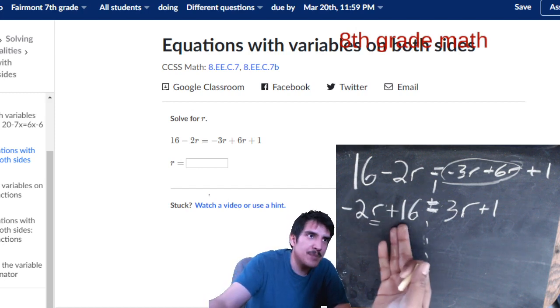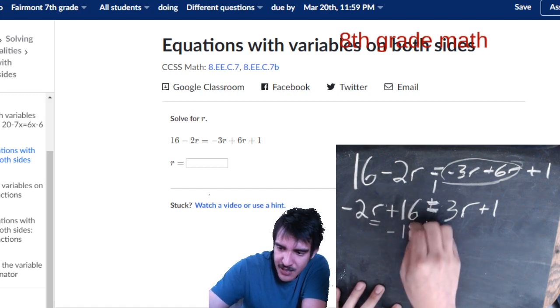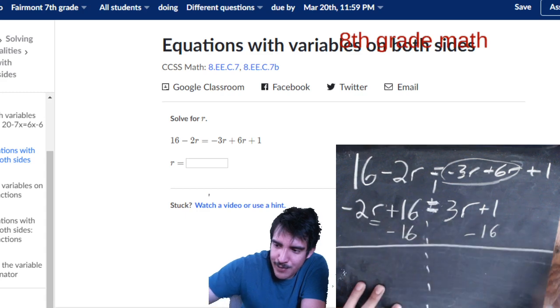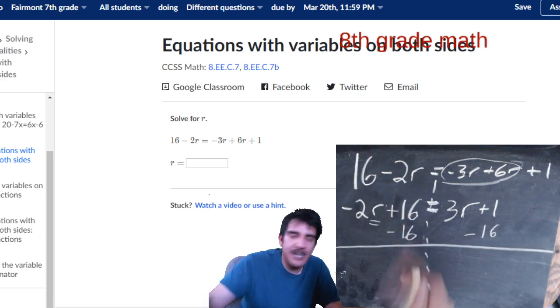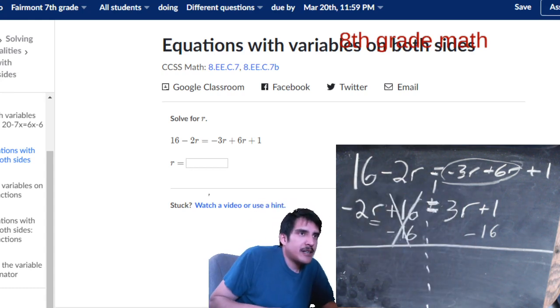So how do I get rid of this plus 16 next to it? Well, I would minus 16 from each side. This gets kind of repetitive, but it's alright. That's what we need. Plus 16 minus 16. Anybody? Hopefully you said 0.